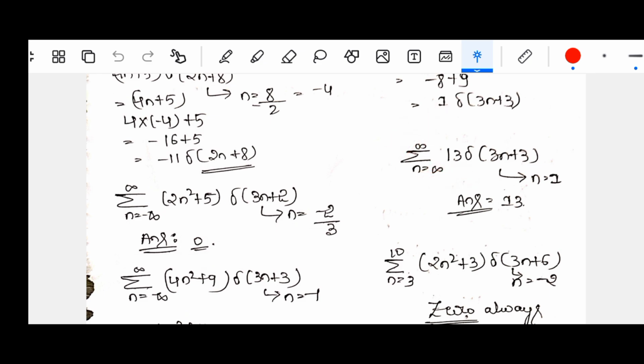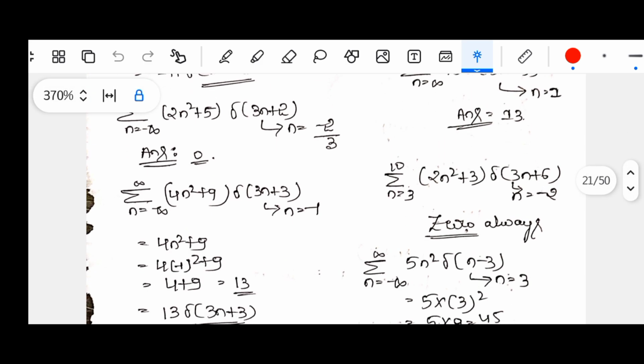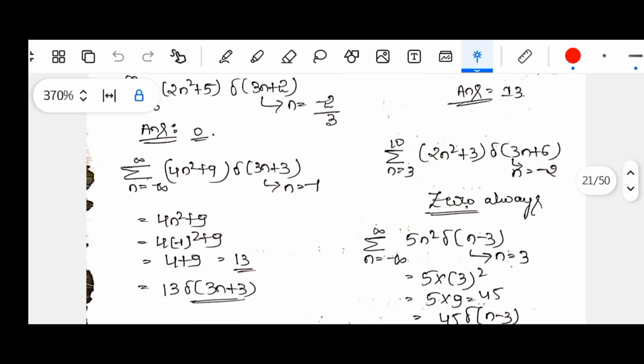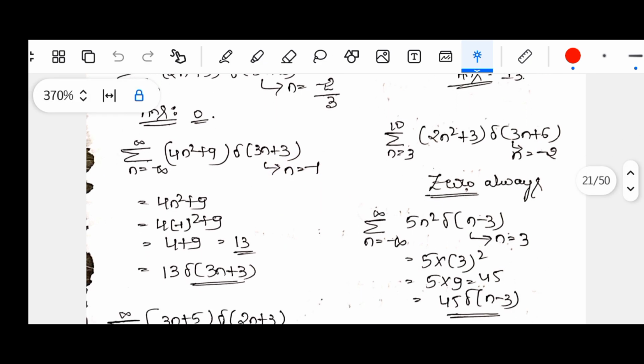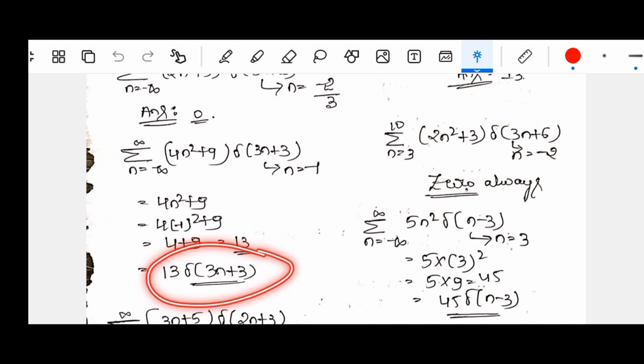13 delta of 3n plus 3. The value of n will be 1. Therefore, the answer will be 13. Next, summation of n equal to minus infinity to plus infinity, 4n square plus 9, delta of 3n plus 3. n will be minus 1. So let's substitute the n value as minus 1. 4n square plus 9 at n equal to minus 1 means 4 plus 9. The value will be 13. 13 into delta of 3n plus 3.